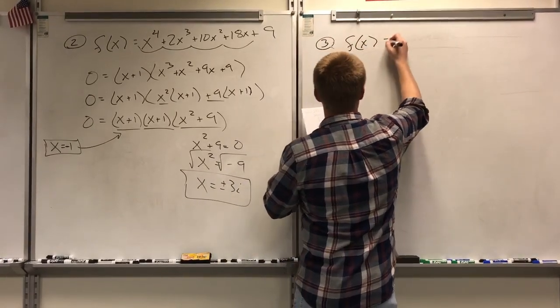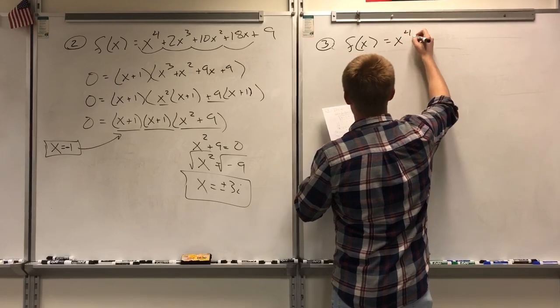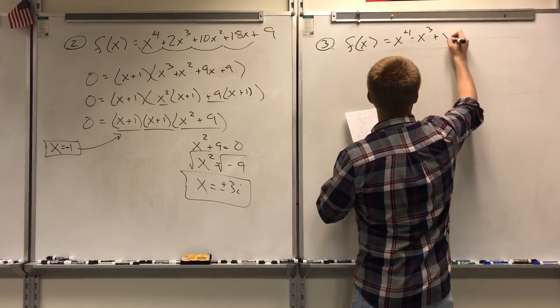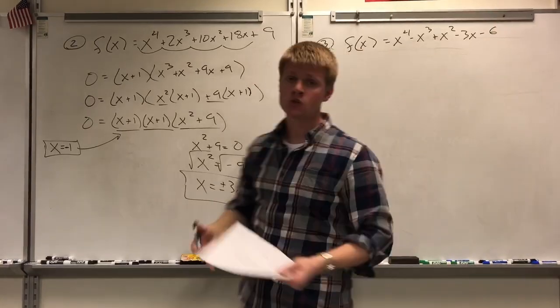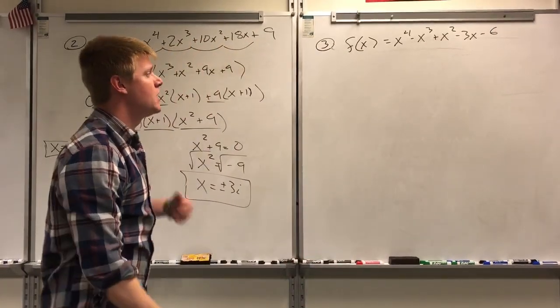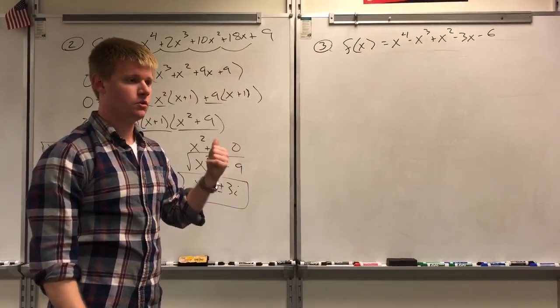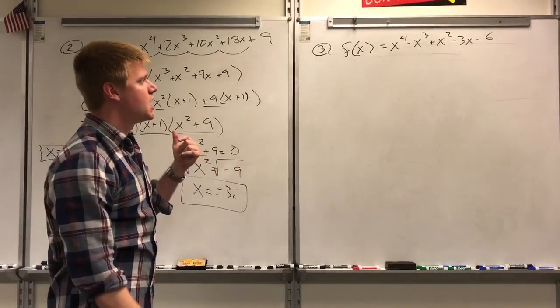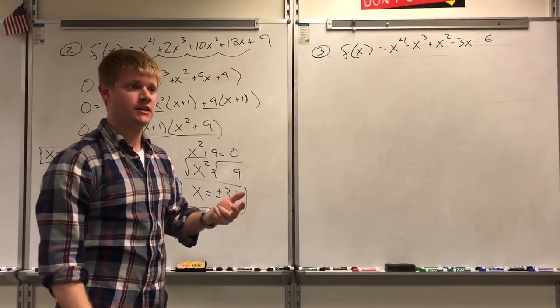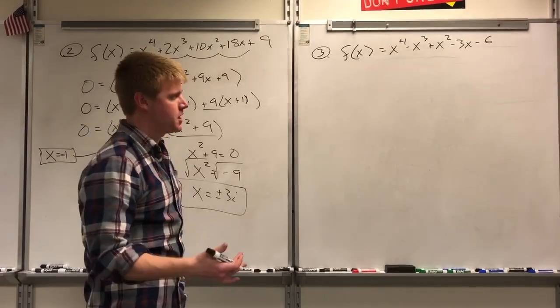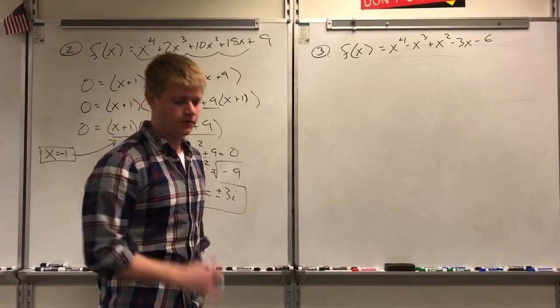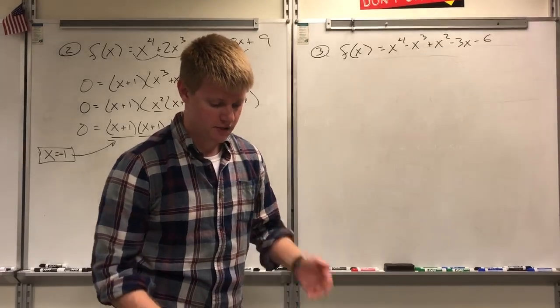F of x is equal to x to the 4th minus x cubed plus x squared minus 3x minus 6. So again, I'd take a pause right now, try it, go through Descartes' rule, rational root test, and then synthetic division to try and narrow down your choices and factor. Okay, so pause it, try it. Now I'm going to go through the solution in those parts anyway.